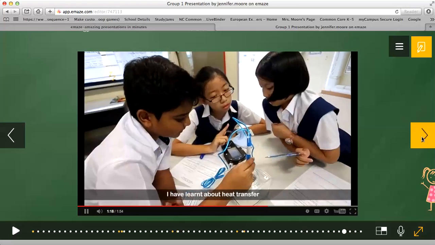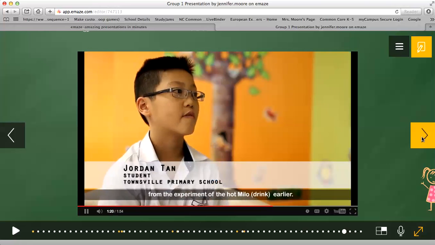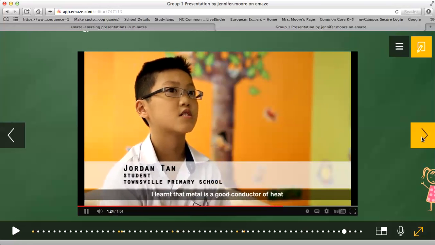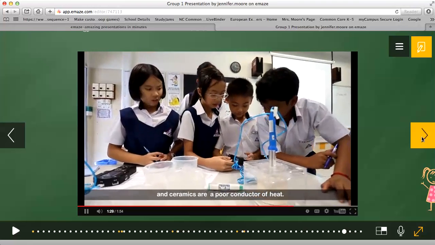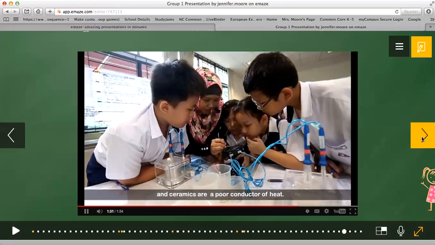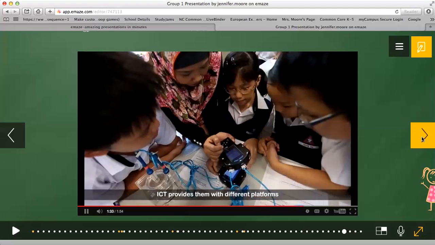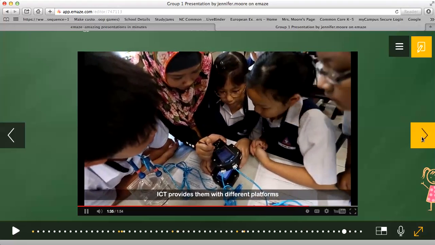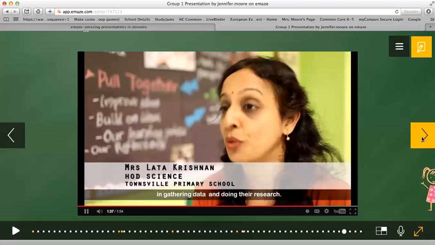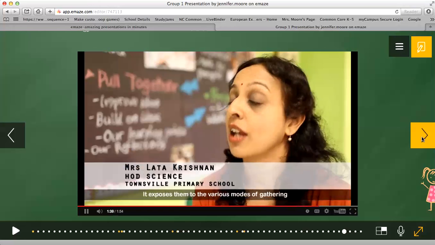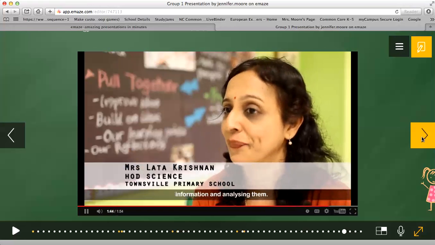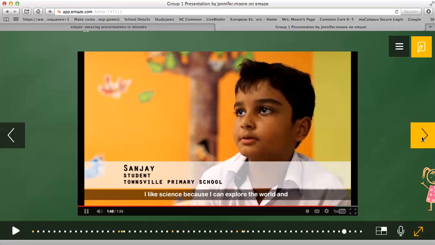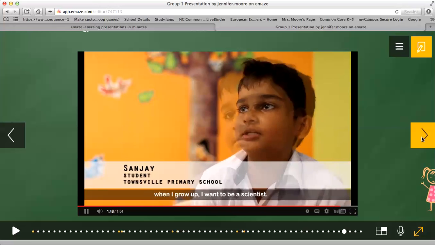I have learned about heat transfer from the experiment of the hot Milo earlier. We learned that metal is a good conductor of heat, and ceramic materials are a poor conductor of heat. ICT basically provides them different platforms in gathering data, doing their research. It exposes them to the various modes of gathering information and analyzing them. I like science because I can explore the world, and when I grow up, I want to be a scientist.